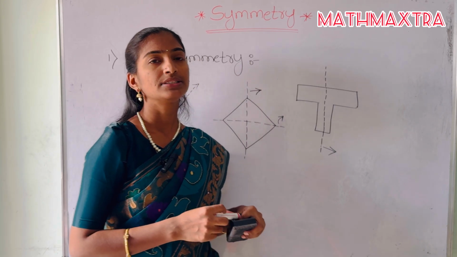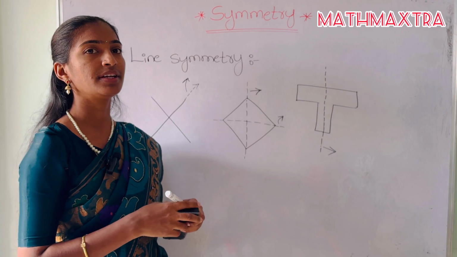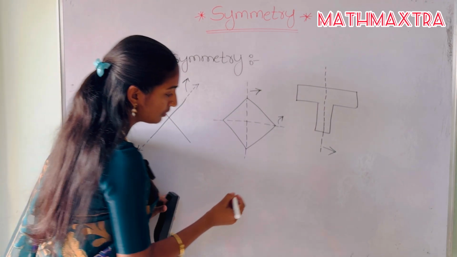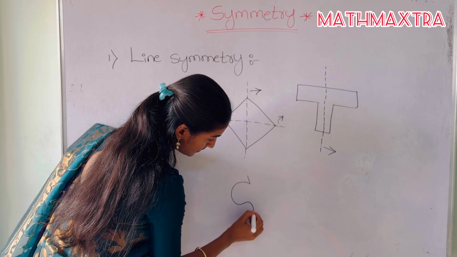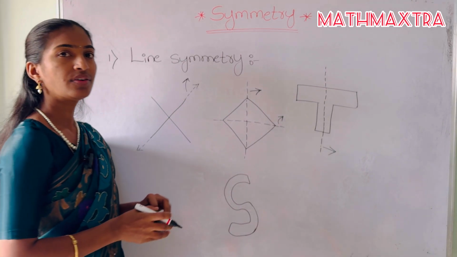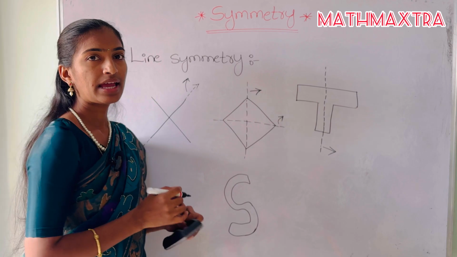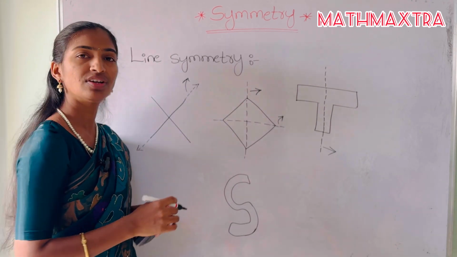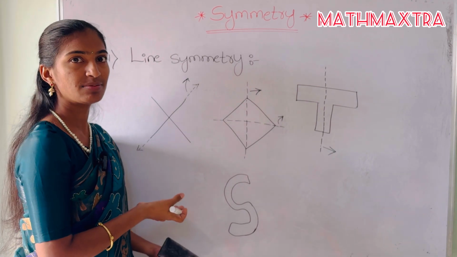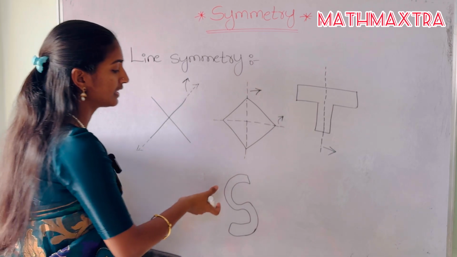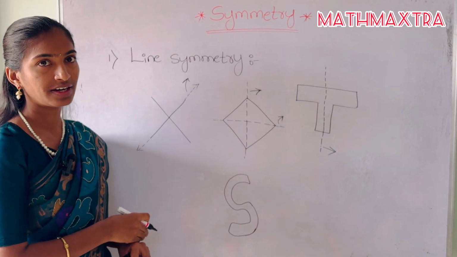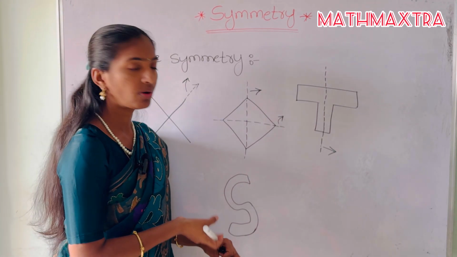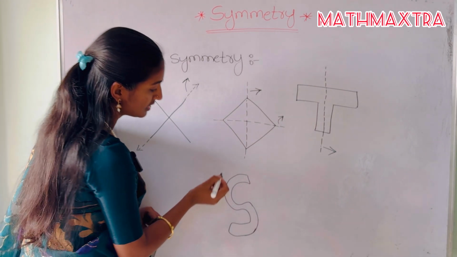Okay? And do all geometrical figures have symmetry? Need not be. Some figures may not have symmetry. For example, if you take this figure, can you show me a symmetrical axis for this figure? If it has a symmetrical axis, then we can say that the figure is symmetric and it has line symmetry, isn't it? But we cannot draw any symmetrical axis for this.